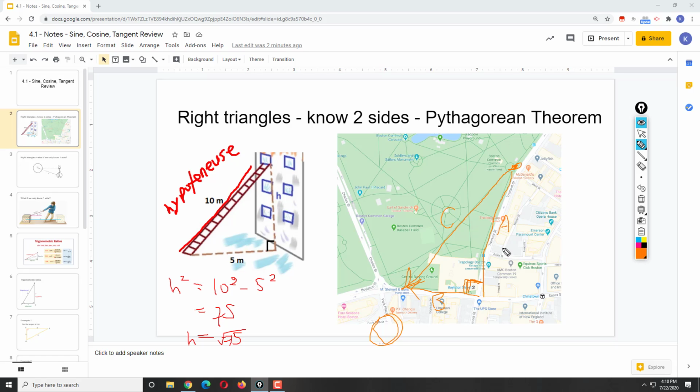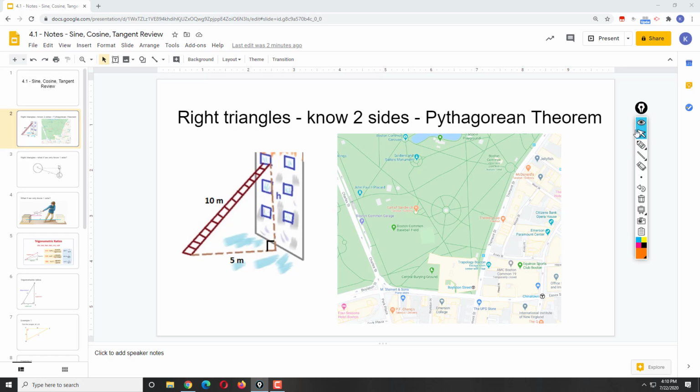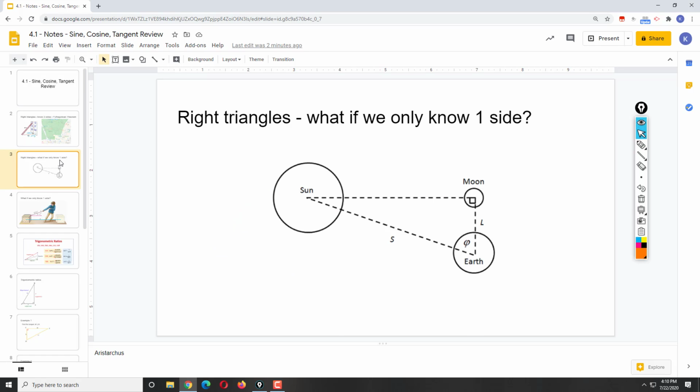Okay. So if we know two sides, we can apply the Pythagorean theorem. The diagonal squared is a squared plus b squared. A and b are the lengths, the two other sides of the triangle. Okay. But in real life, sometimes we only know one side.